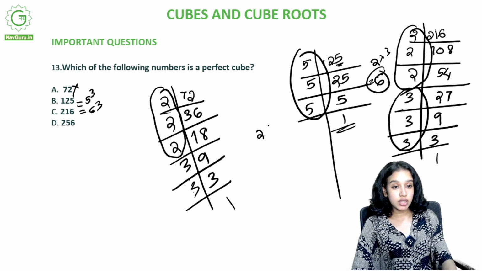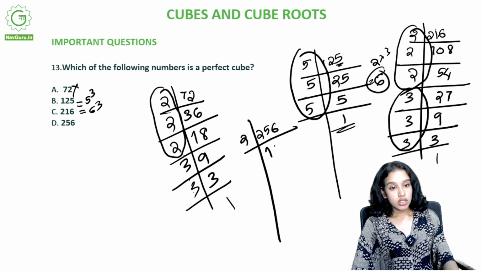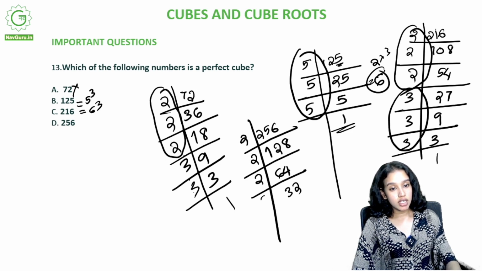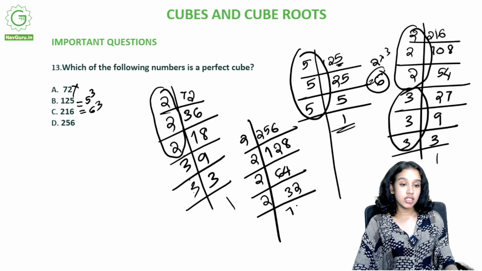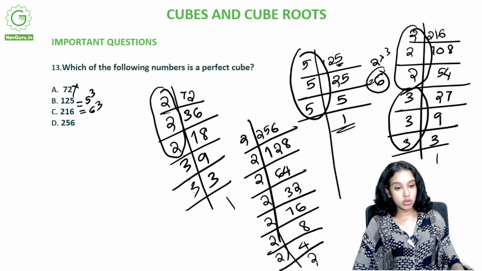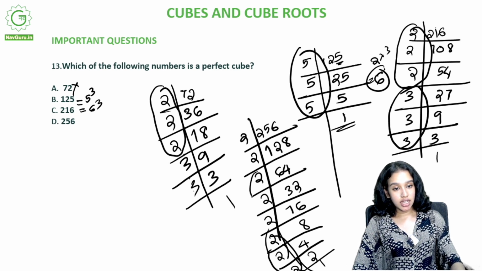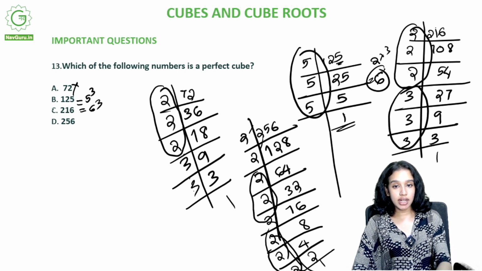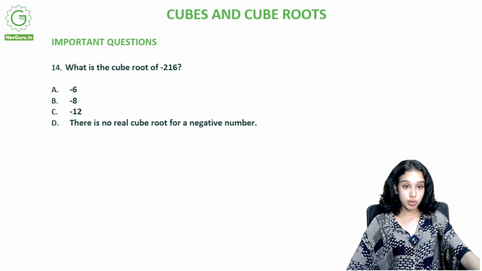Now 256, let's check with this too. So 2, 2 2s are 4, 8 2s are 16, again 2, 64, 2, 32, again by 2 we get 16. Again by 2 we get 8. So it's 2 again, 4, again 2 we get 2, again by 2 we get 1. So we found a triplet here, again we find a triplet here, but these two are left out. So these two of them are a perfect cube.